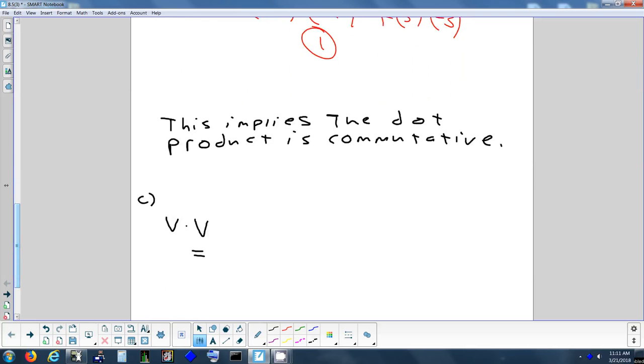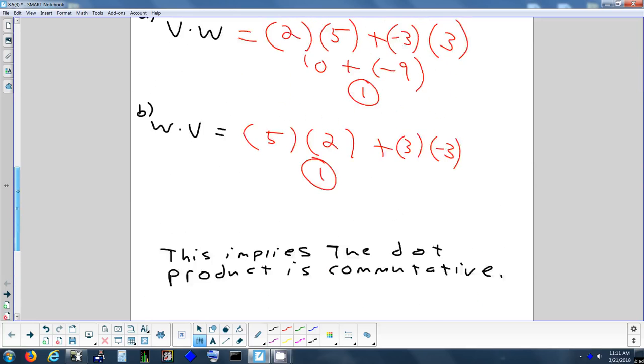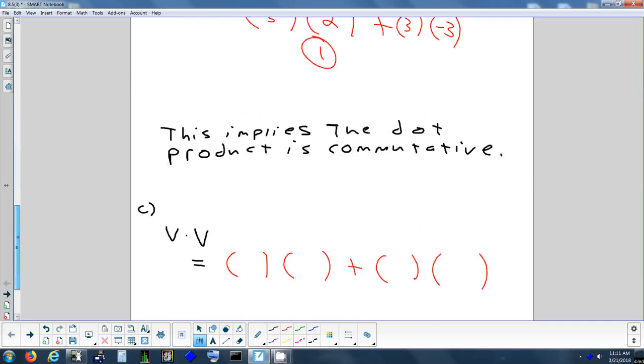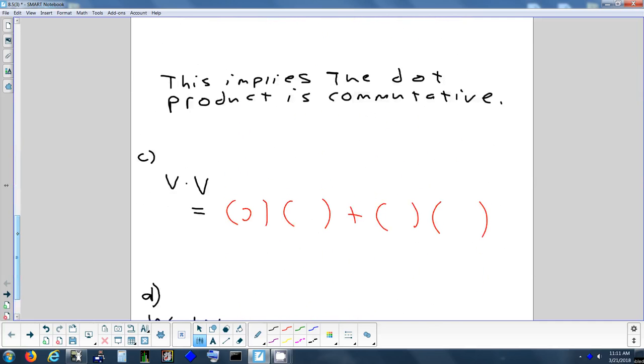Let's do V dot V. So we're dotting V with itself. That should be 2 times 2 plus negative 3 times negative 3. Another way to say 2 times 2 is 2 squared, which is 4. So we get 4 plus 9, which is 13.